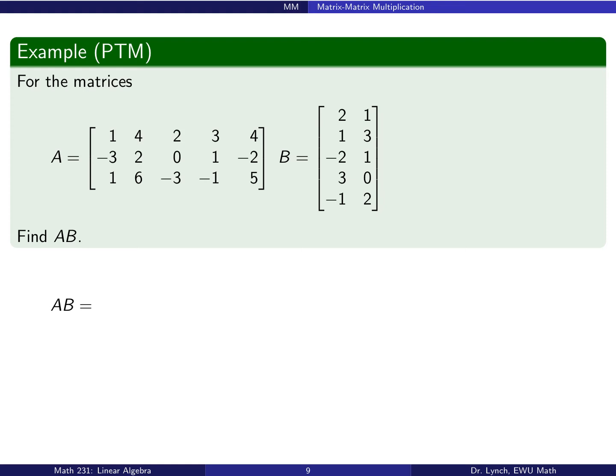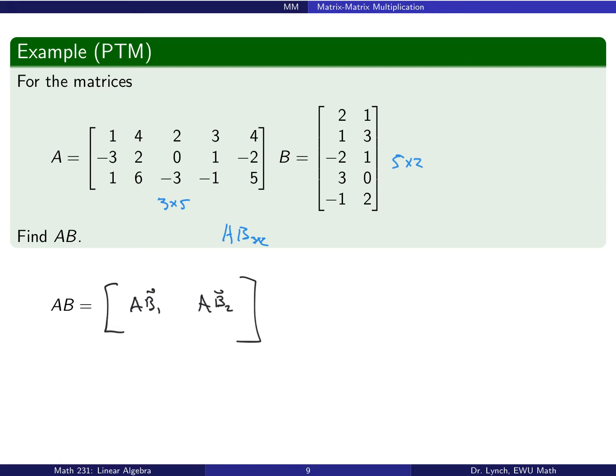Okay, so here's an example of matrix multiplication. We see here that A is 3 by 5, and B is 5 by 2. So AB is well defined because the number of columns of A is the same as the number of rows of B. And in fact, we would expect AB to be 3 by 2. Here are those two columns of AB. The first column is A times B1, the first column of B, and the second column of AB is A times B2, the second column of B.